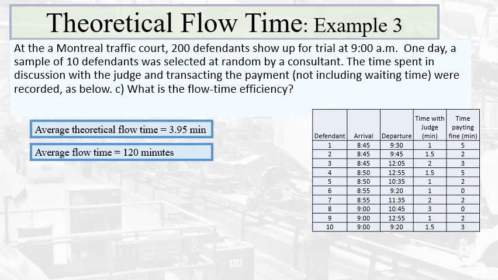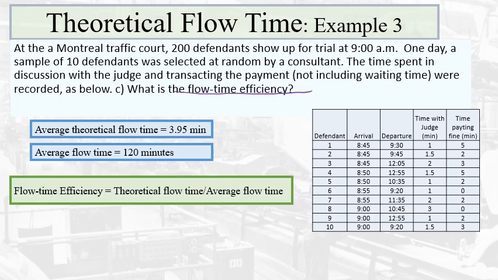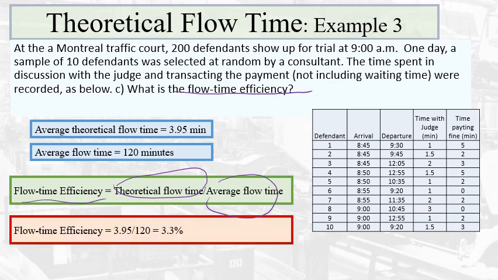Part C asks us about the flow time efficiency. Since we've calculated the theoretical flow time and the average flow time, it's basically the ratio of theoretical flow time over average flow time to get the efficiency. So it's the two numbers we just calculated, 3.95 over 120, and we get a flow time efficiency of 3.3%.